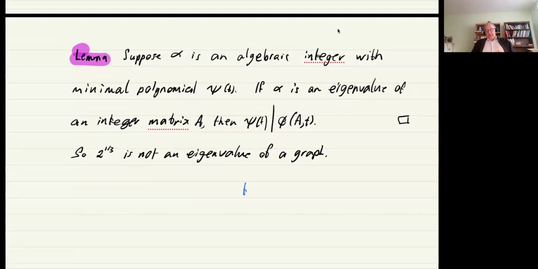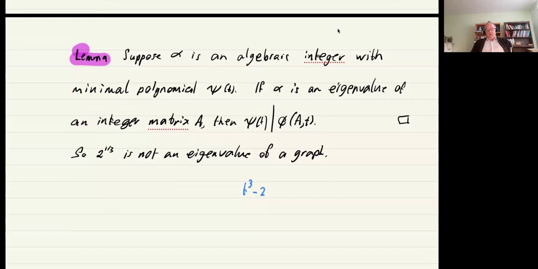Now, it's obviously t cubed minus 2. Okay, now what are the roots of t cubed minus 2? Well, there are 3 of them. 1 is real and 2 are complex. Now, if cube root of 2 is an eigenvalue of a graph, then the characteristic polynomial is divisible by t cubed minus 2. And so that means along with the cube root of 2, you have 2 complex roots. But the eigenvalues of a graph are real.